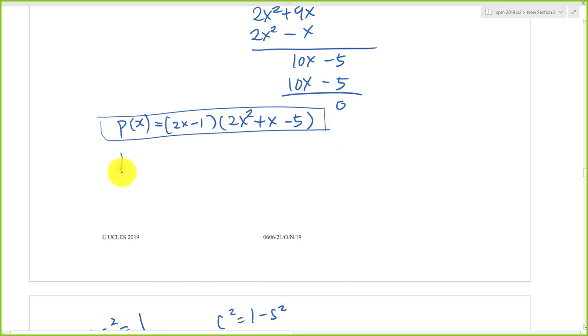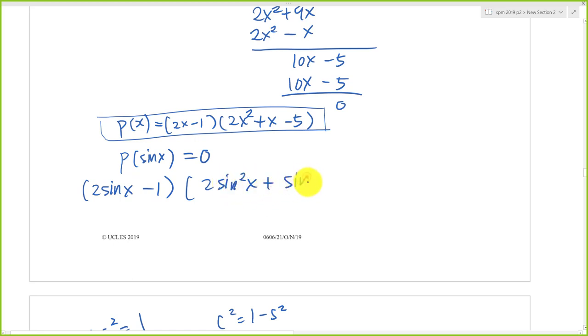Okay, so let me just do here if you understand. So I will change my x into the sine x here and equals to 0. So therefore, I factorize, I will get 2 sine x minus 1, and then this is 2 sine squared x plus sine x minus 5, equals to 0. So I just solve this equation because I already factorized. Okay, should be understandable, right? So first thing is, this one, I solve this one, I get sine x equals to 1 over 2.